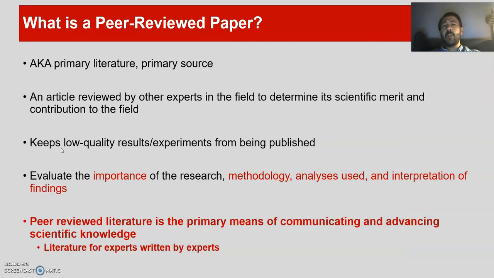So let's first talk a little bit about the literature in science. What we're really talking about when we're talking about scientific knowledge and the communication of new science as it comes out, we're talking about peer-reviewed papers. Peer-reviewed papers are also often synonymous with primary literature or primary sources. So we'll use those terms interchangeably, right? But no matter what you call it, a peer-reviewed paper is an article published in a scientific journal that has been reviewed by other scientists, other experts in the field, in order to determine its scientific merit and its significance, its contribution to the field.